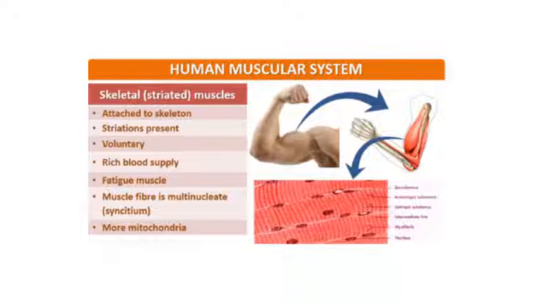So, the skeletal muscles are also called striated muscles. These muscles, as the name suggests, are attached to our skeletons. They have striations. These patterns, which you see in the diagram, are called striations. They are voluntary. That means we control them. They have rich blood supply. They are fatigue muscles. That is, after we use them, we experience some form of fatigue. The muscle fiber is multinucleate, so it has more than one nucleus, and they have a lot of mitochondria because they need a lot of energy supply for the movement.